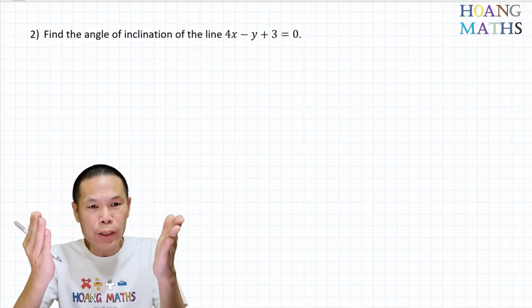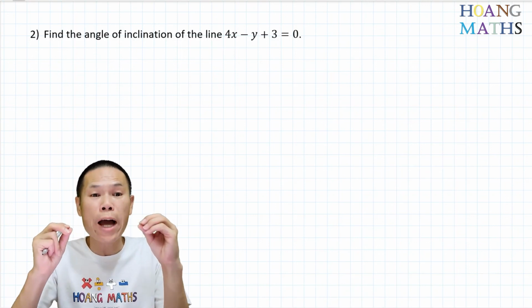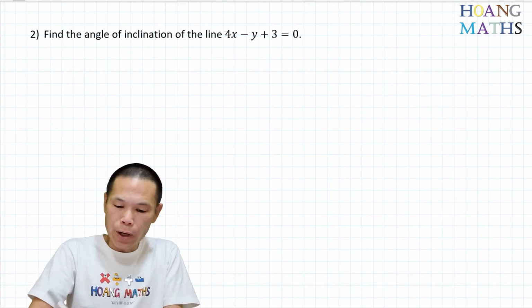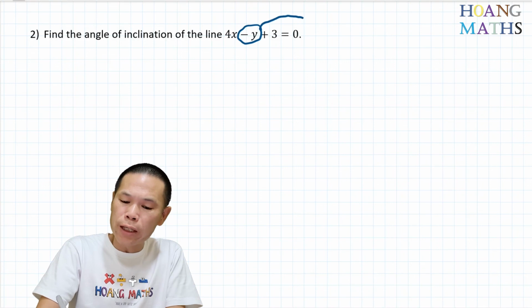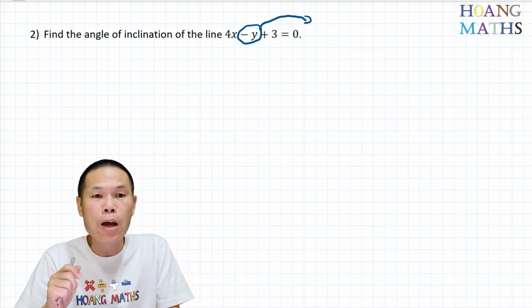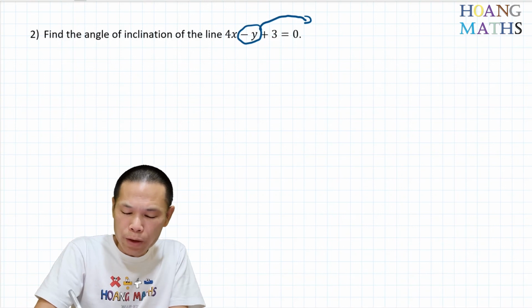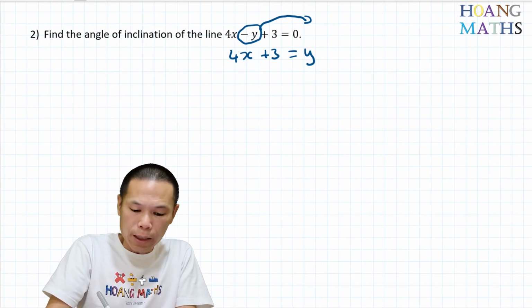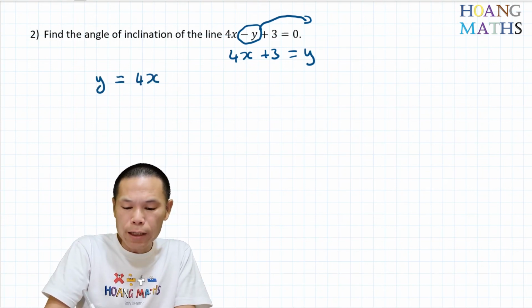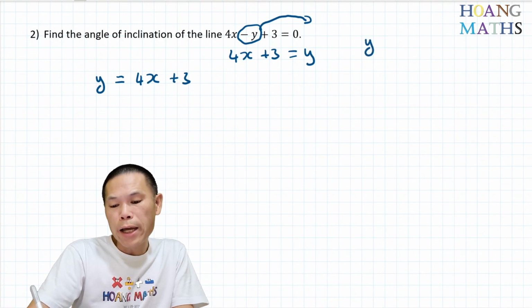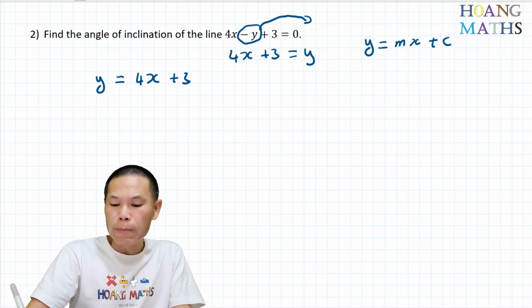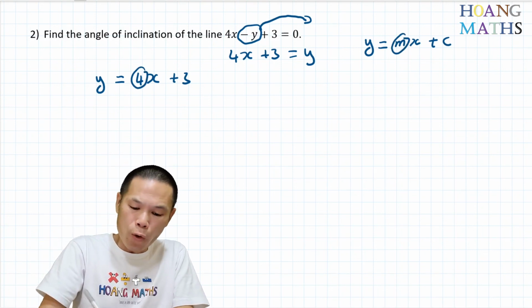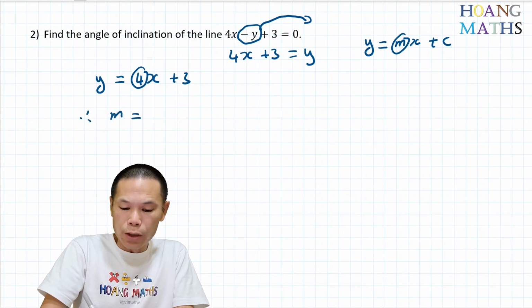To work out the gradient of this, we need to rearrange it into y equals mx plus c. I rearrange this by moving the negative y to this side, so it becomes positive y. In other words, 4x plus 3 is equal to y. I can rewrite it as y is equal to 4x plus 3. Remember, y is equal to mx plus c, so the coefficient of x, which is m, is 4. Therefore, the gradient is equal to 4.